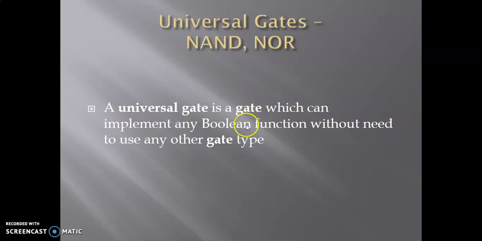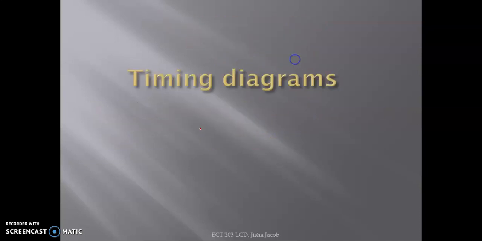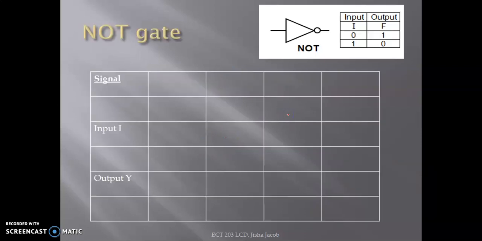You could build an entire Boolean function or its circuit using NOR gates alone. Having understood what universal gates are, let us delve deeper into the functionalities of each gate, that is, using the timing diagrams. You see, the first one is NOT gate.